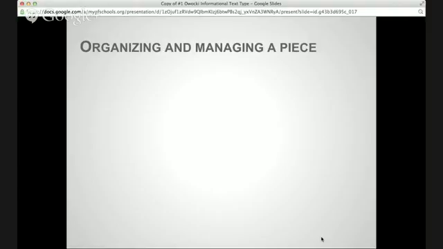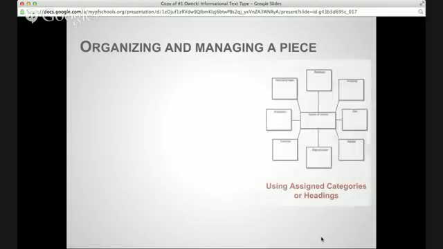Secondly, helping them to organize and manage a piece. What we see a lot of times is that kids in informational writing will have a lot of good ideas, but they're in a mixed up order, or some of them don't even relate to the topic. So this is a critical piece of informational writing. And it can start by supporting them, by giving them assigned topics.